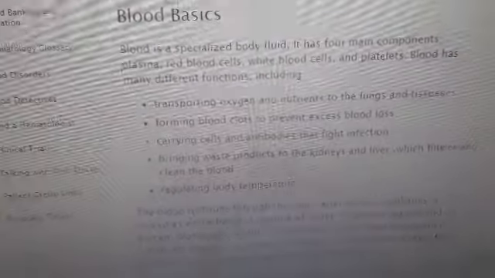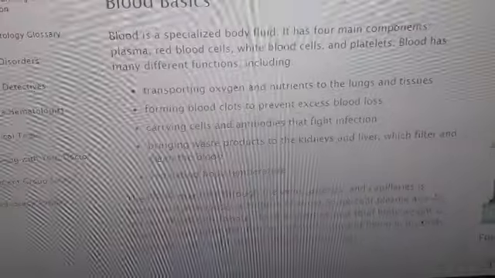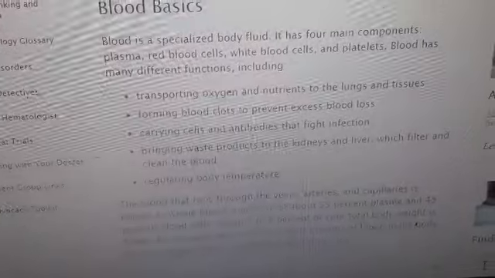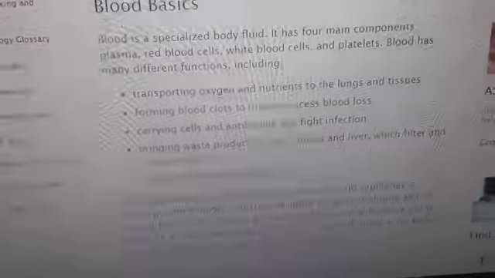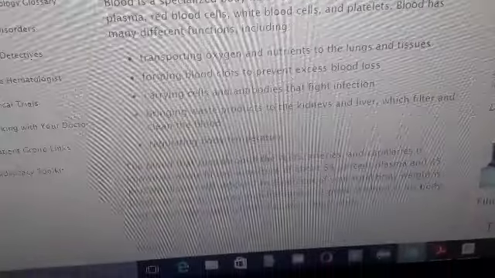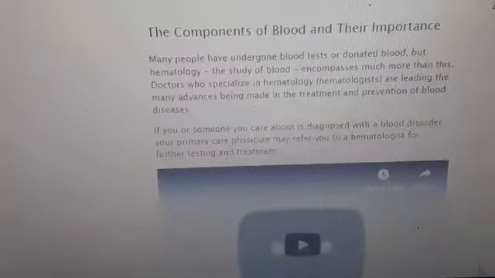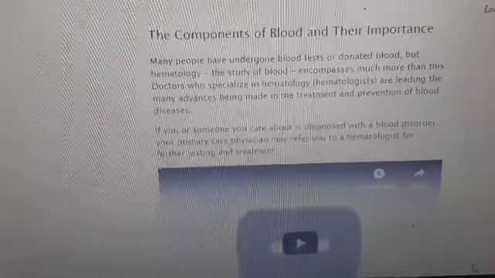Blood is a specialized body fluid. It has four main components: plasma, red blood cells, white blood cells, and platelets. Blood has many different functions, including transporting oxygen and nutrients, forming blood clots, carrying cells and antibodies, bringing waste products to the kidney and liver, filtering and cleaning the blood, and regulating the temperature. So we're not going to read much in detail, but I want to tell you something about the components of blood and their importance.